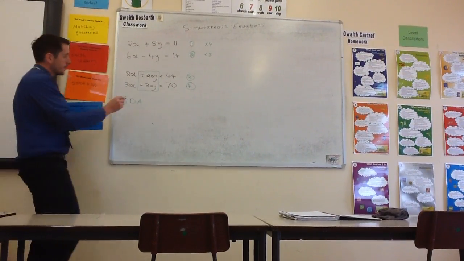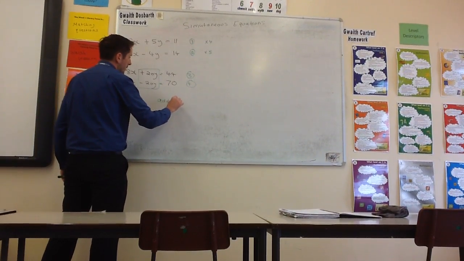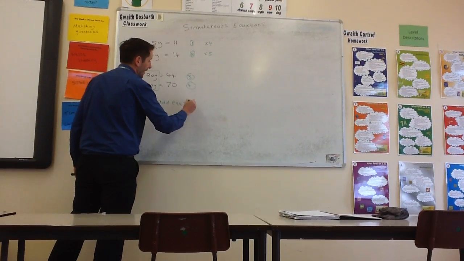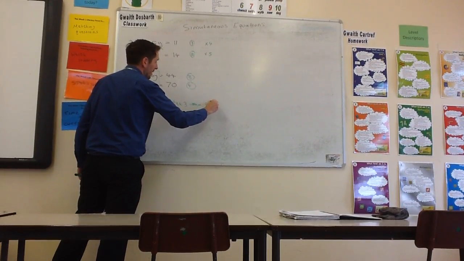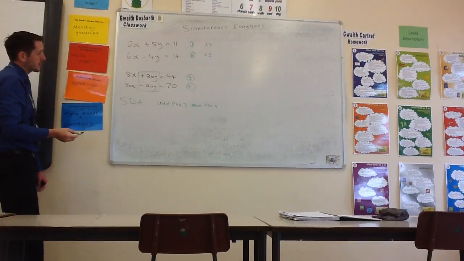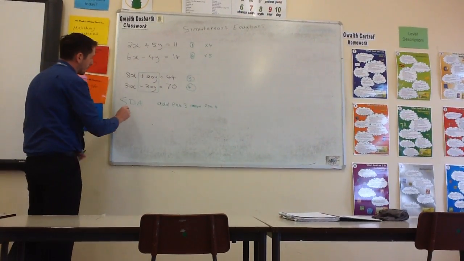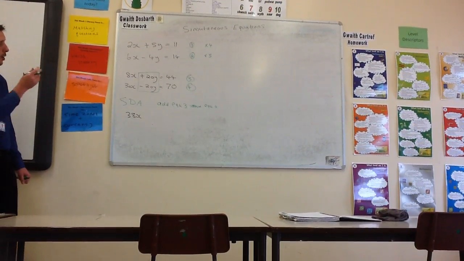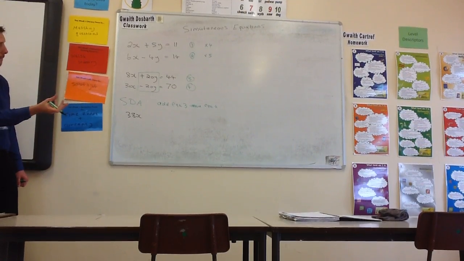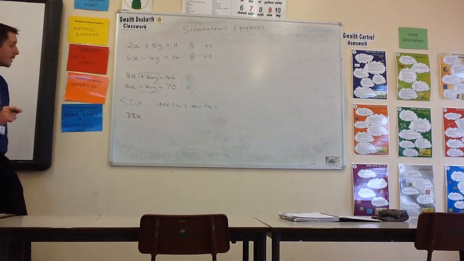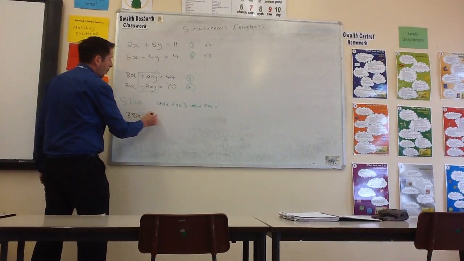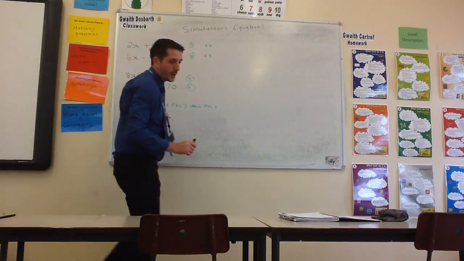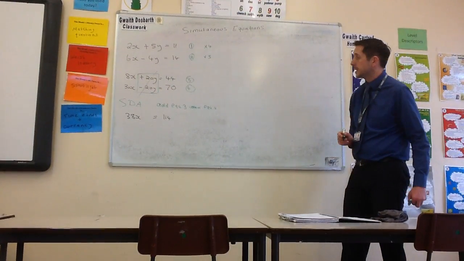So we're going to add equation 3 and equation 4. 8x plus 30x is going to be 38x. My y's are going to cancel because I've got 20y plus a minus 20y. The two sides will make a minus, so they have gone, and then what we've got is 44 plus 70, and 44 plus 70 is going to be 114.